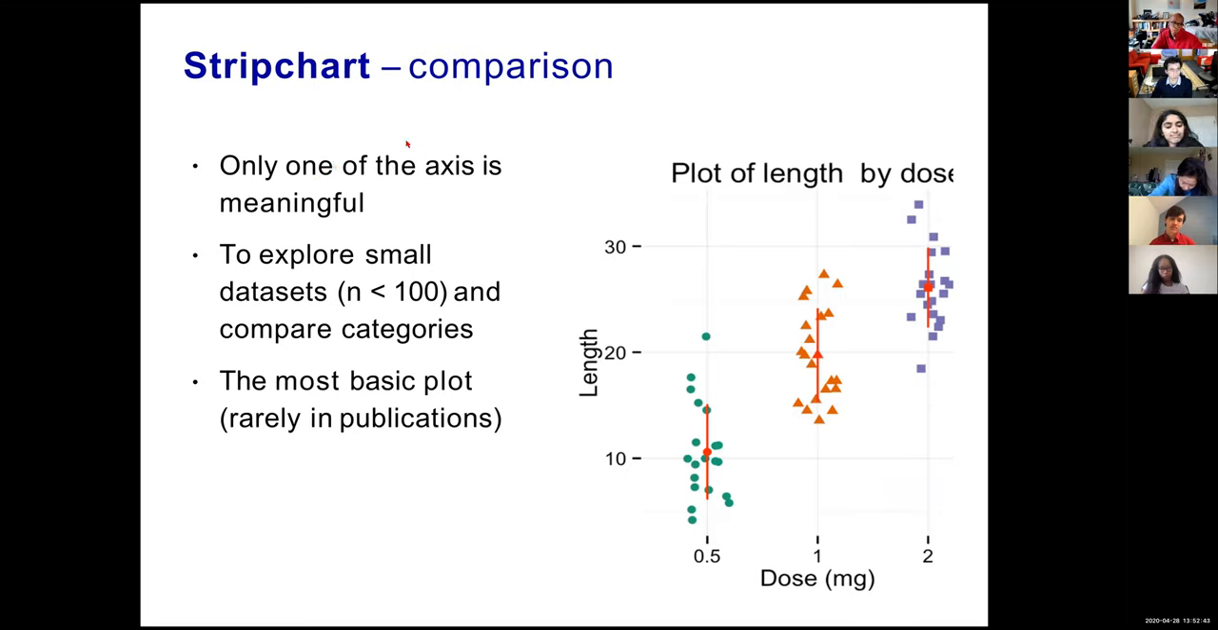You can also compare different things with a strip chart. For example, only one of the axes here is meaningful. On the x-axis, we're using something known as dithering, where you're basically just putting the points away from each other so that we can recognize different points from each other, but actually show individual points where only one dimension matters. And here we're showing the different doses, but within this, the difference doesn't actually matter. And this is very helpful to explore small data sets and to compare categories. This is one of the most basic plots, but it's actually rarely used in publications. So it's a very, very helpful plot.